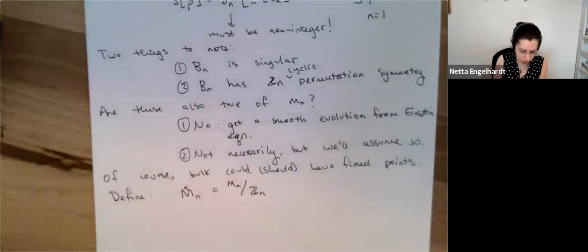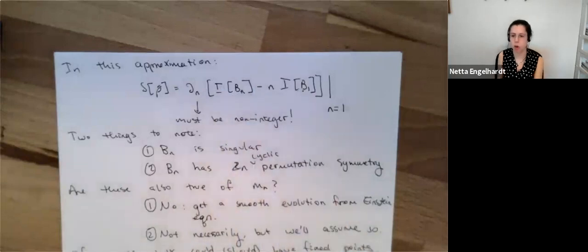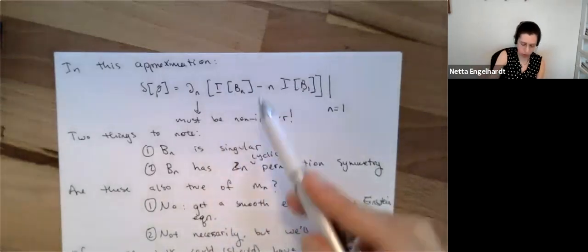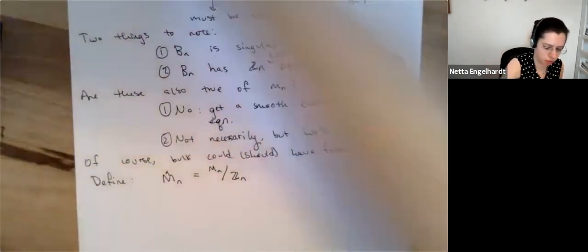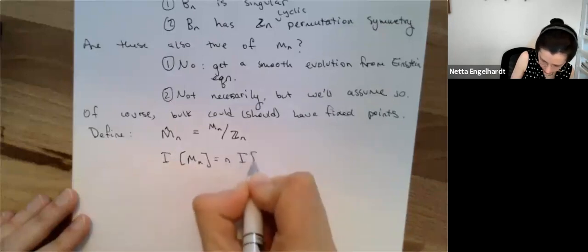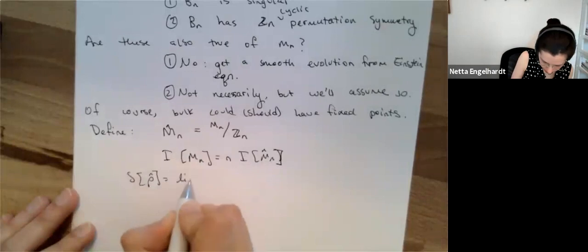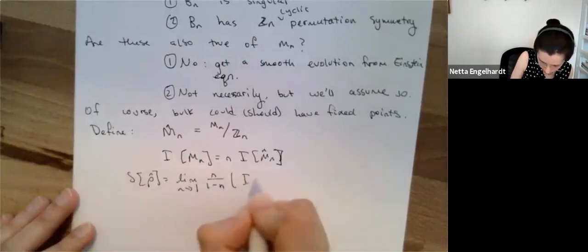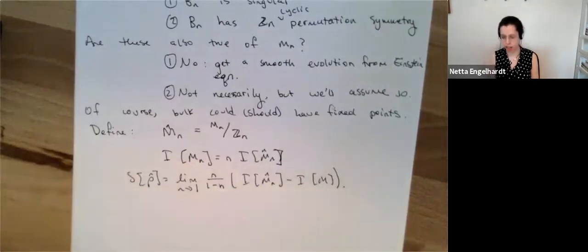And the reason that this is a nice thing to do is that over here we have the action of Mn and the action of M1. Quotienting out means that we have the same boundary for both of them. So it puts them on an equal footing, which is one of the reasons that we do this. It's very nice to not have to worry about n boundaries here and just one boundary over here. So now we have I of Mn is n I of M hat n. So S of rho hat is going to be the limit as n goes to 1 of n over 1 minus n, I of M hat n minus I of M1. Again, these are now evaluated on the same boundary.